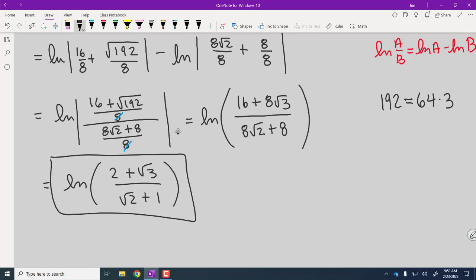Should have asked Siri. Siri is the best factor around. All you have to do is say, hey Siri, what are the prime factors of 192? But I don't have my phone.